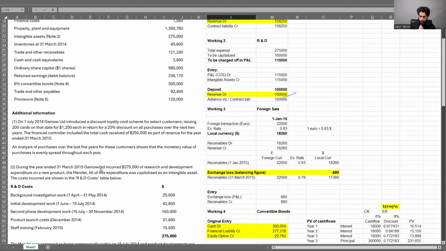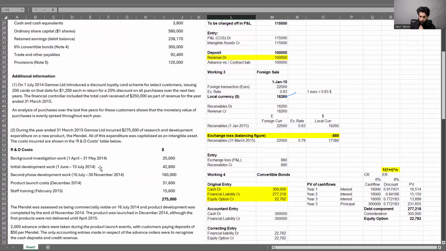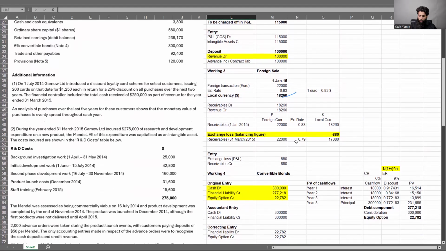What can we add in cost of sales? Okay, so there was a loss of 880. This can be treated under cost of sales.